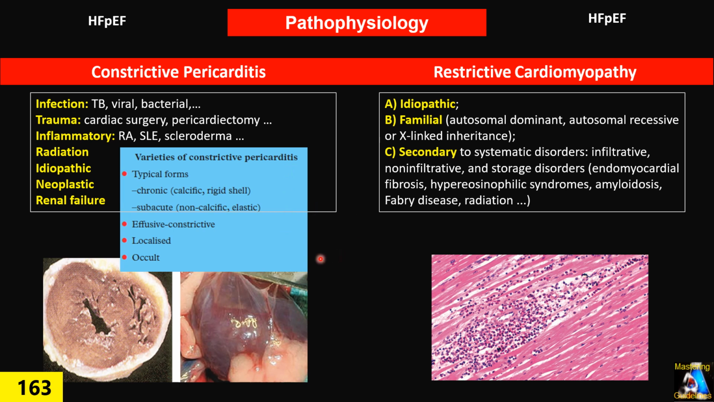Here I have to mention that constrictive pericarditis has different variants, with slightly different clinical, laboratory, and imaging findings. I'm not going to talk about those variants in this lecture. In another complete lecture that I allocated to constrictive pericarditis, I'm going to talk about them in detail.